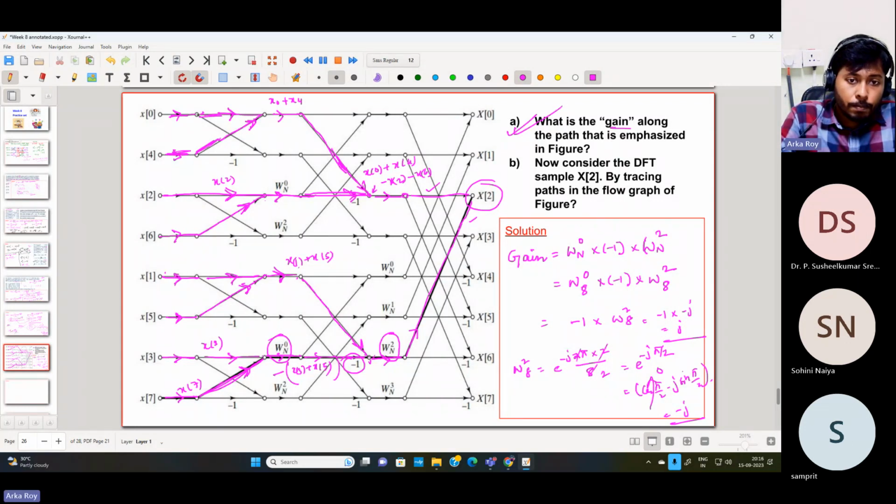Now x1, so sorry, it is x7. I have written x5. So at this location, x1 plus x5, and then this is the negated part, which has been multiplied with w2n.